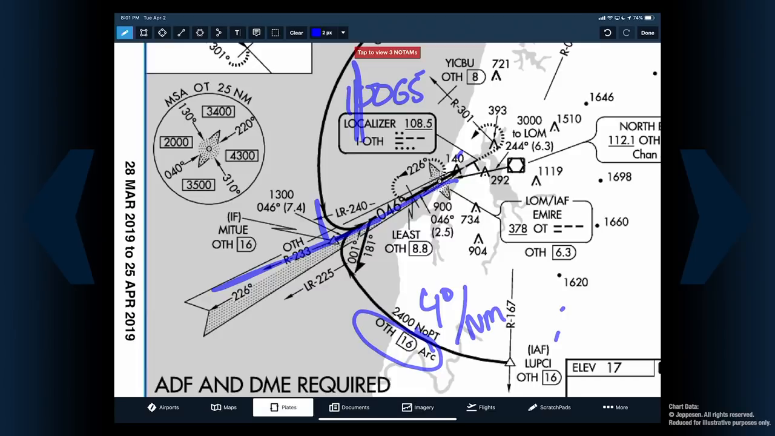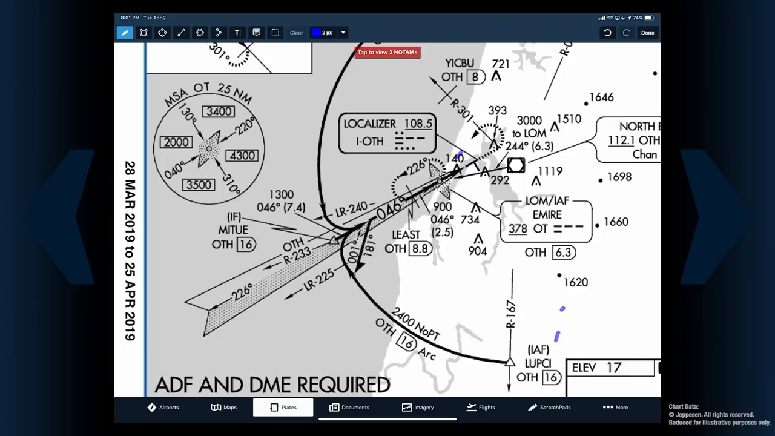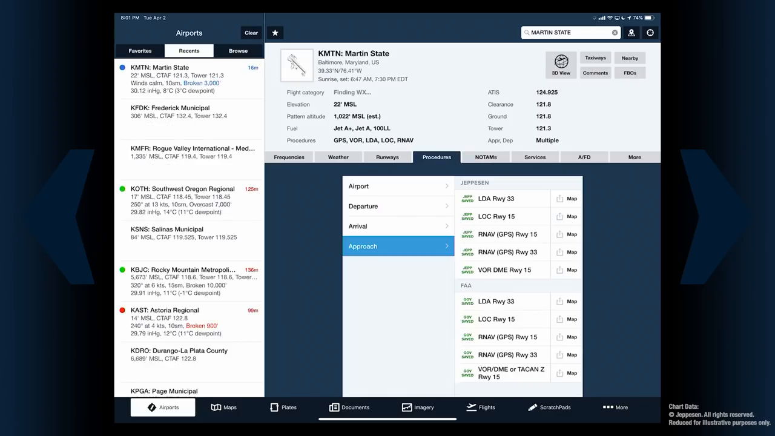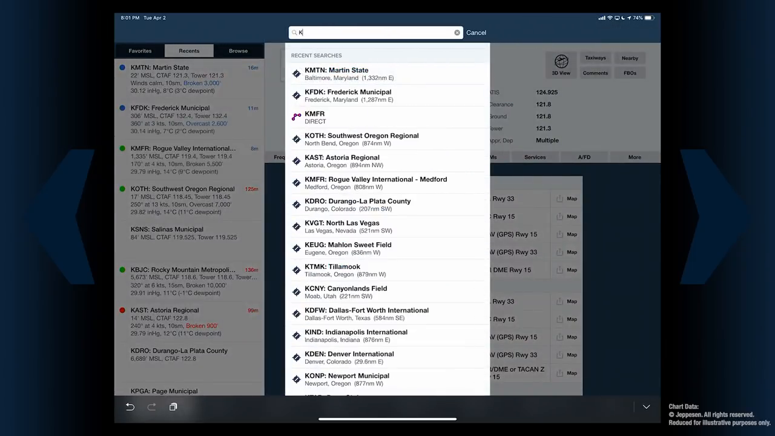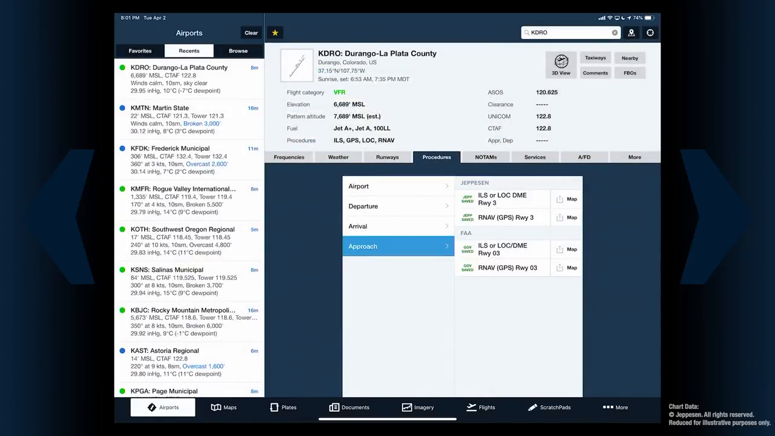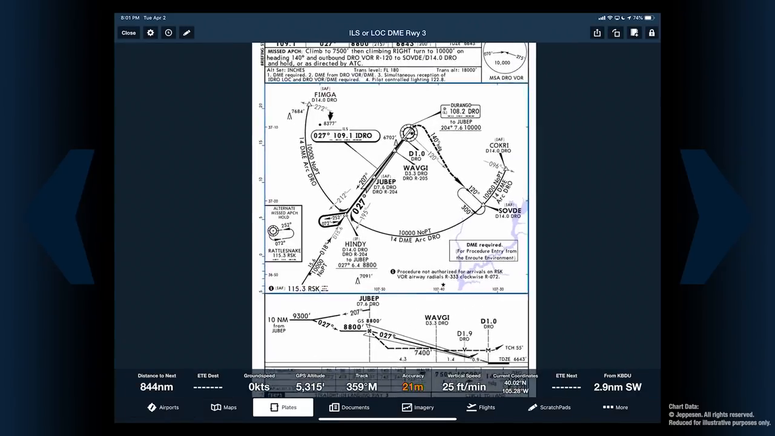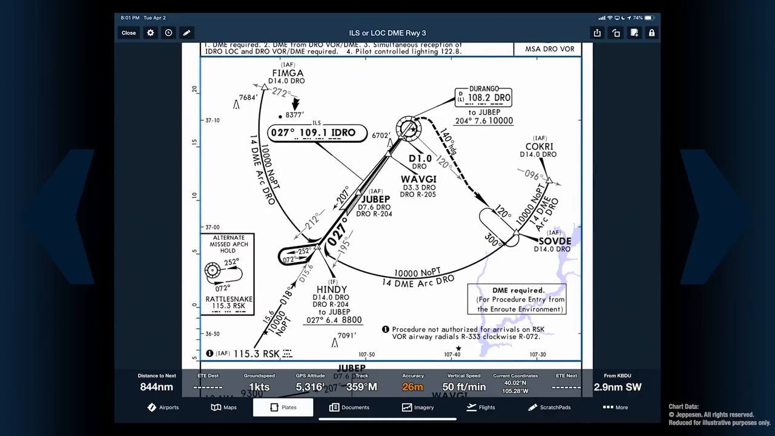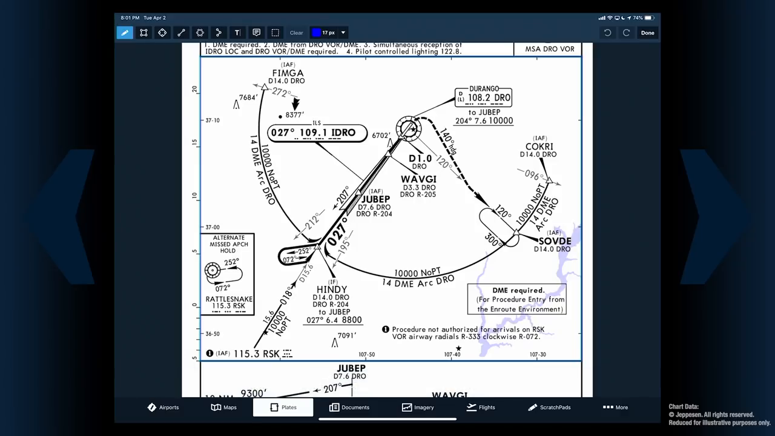Let's look at a different approach. Durango, and look at their ILS. Okay. So Durango's got an ILS where the VOR is basically located at the same point. So you can see, again, the 027 course inbound here is not a radial. That's a localizer course. But it is on this 018, which would be the 198, right? And so how would you know when you're going to lead in?